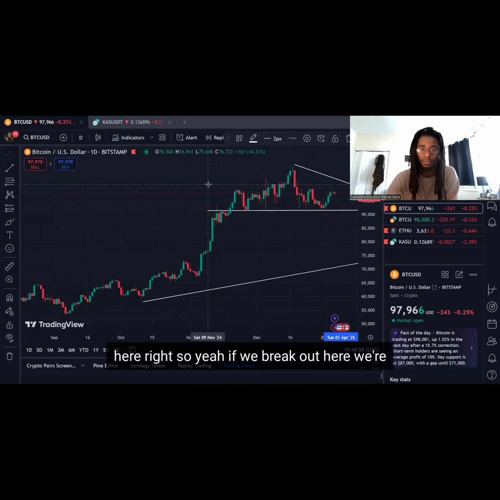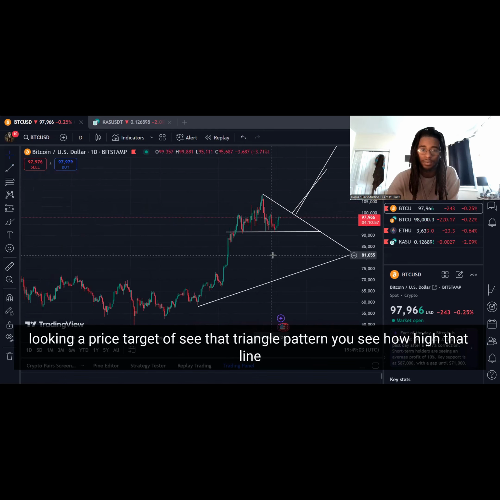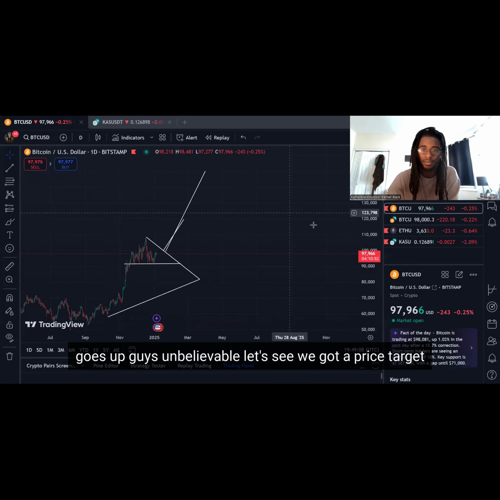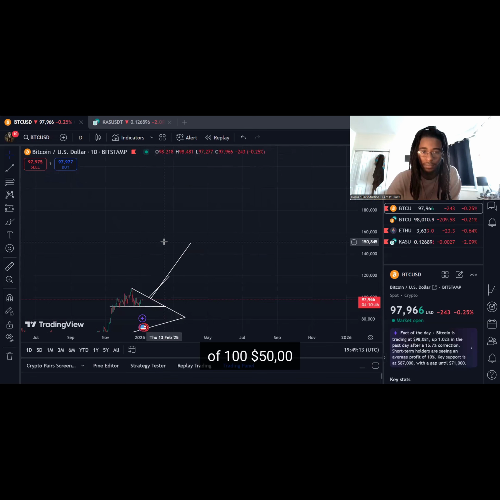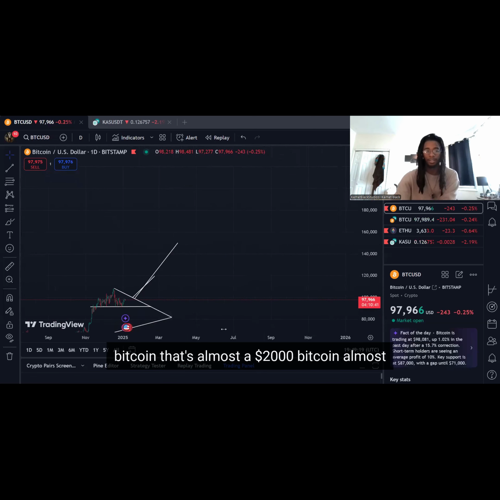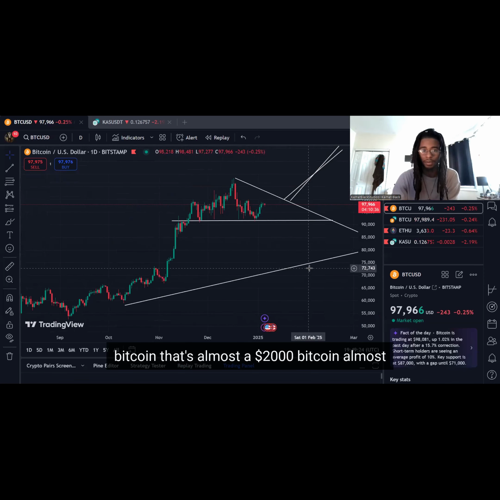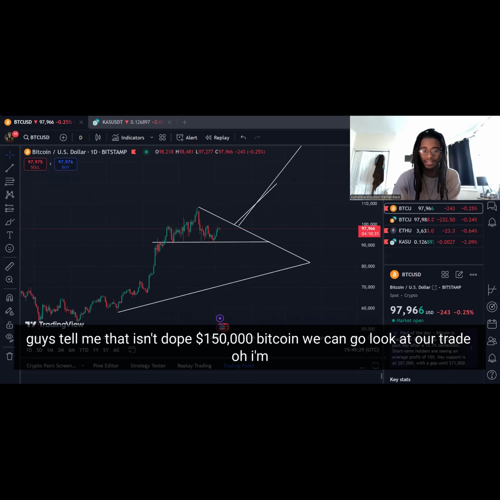If we break out here, we're looking at a price target of, see that triangle pattern? You see how high that line goes up, guys? Unbelievable. We got a price target of $150,000 Bitcoin. That's almost a $200,000 Bitcoin, almost. Tell me that isn't dope. $150,000 Bitcoin. We can go look at our trade.